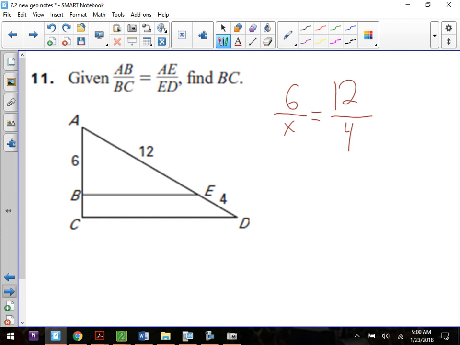Yeah, there's a couple ways you can go about doing this one. The tried and true way of just making sure you don't math wrong would be to cross multiply. So you have 12x is 24, and x is 2. The other way of doing that is 6 times 1 is 12. It's 2. So what times 2 is 4? So there's a couple of ways you can go about doing that.